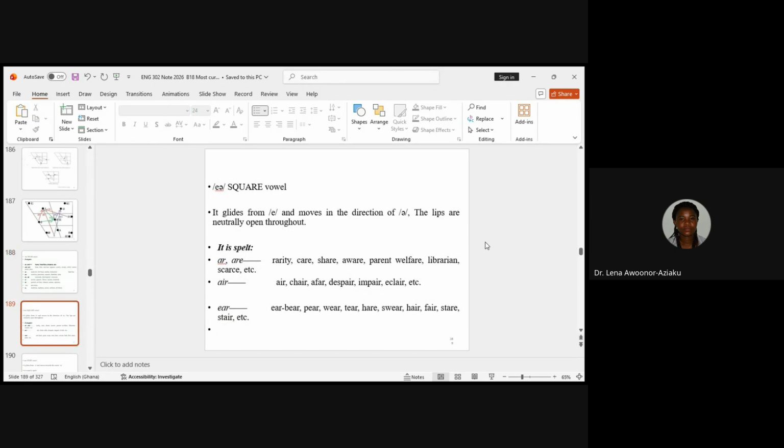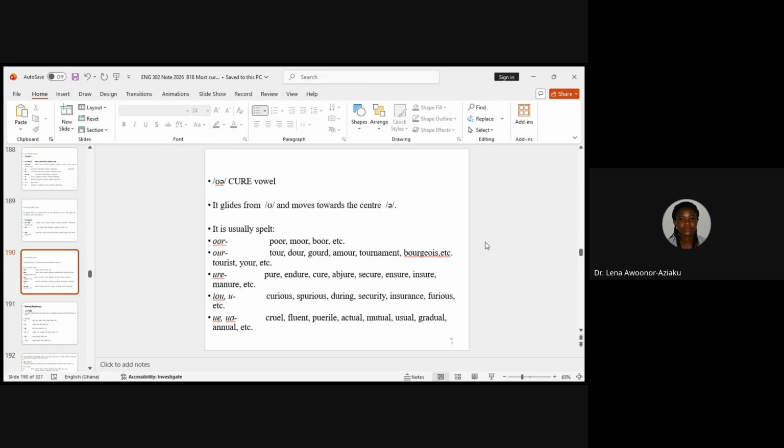Then we have air, the square vowel. The glide moves in the direction of the schwa, and the lips are neutrally open throughout. And so spellings like rare, rarity. A lot of the times we monophthongize it. We say parents, but the standard is a diphthong. It's part of the pronunciation, but it's non-standard. Okay.